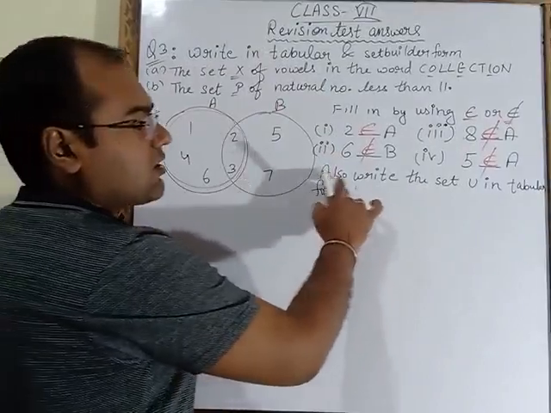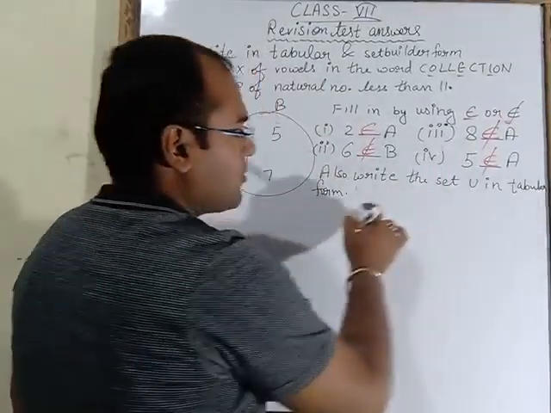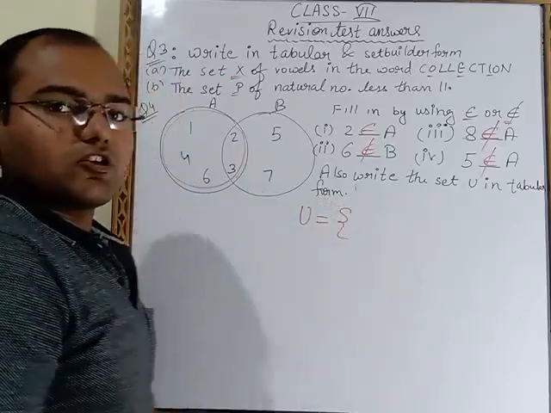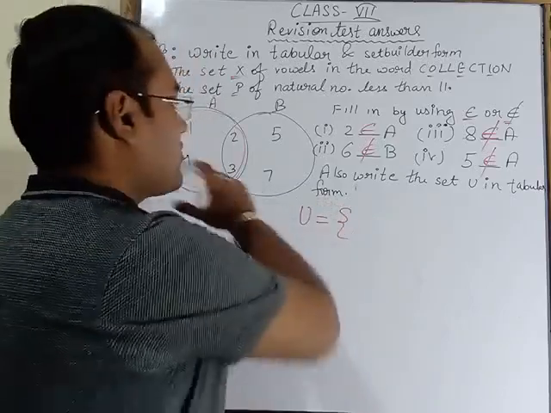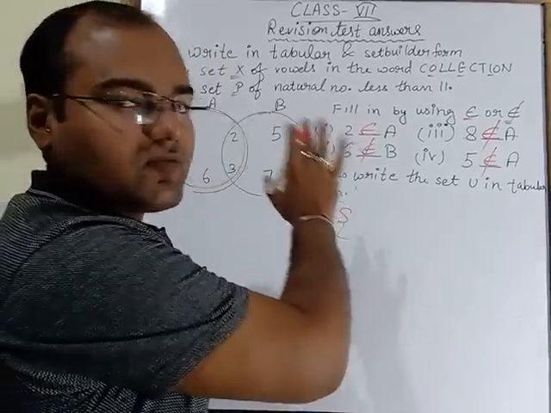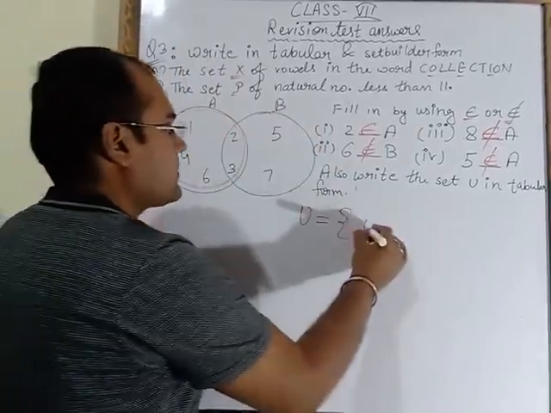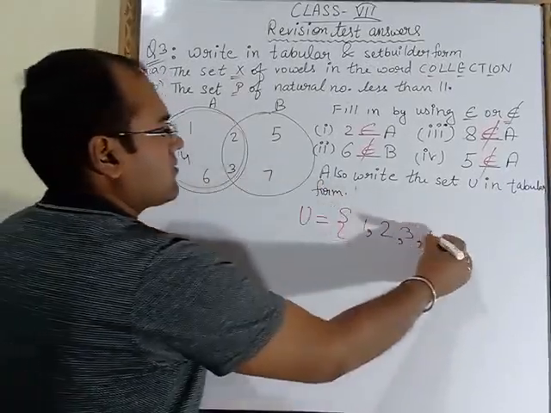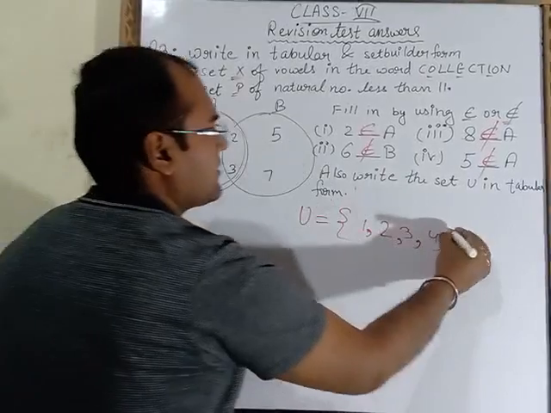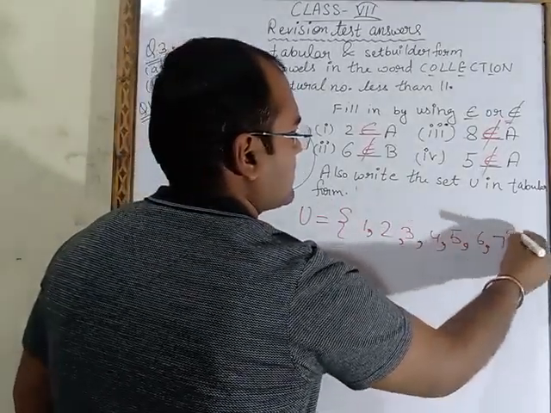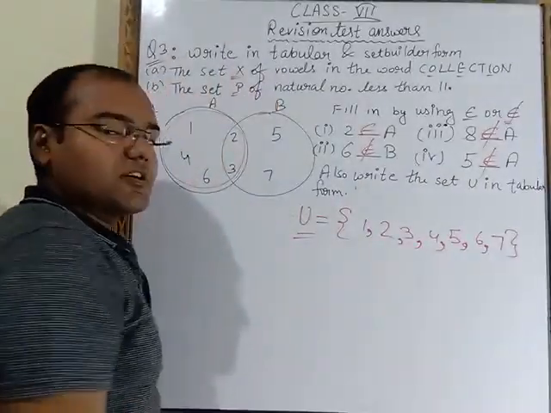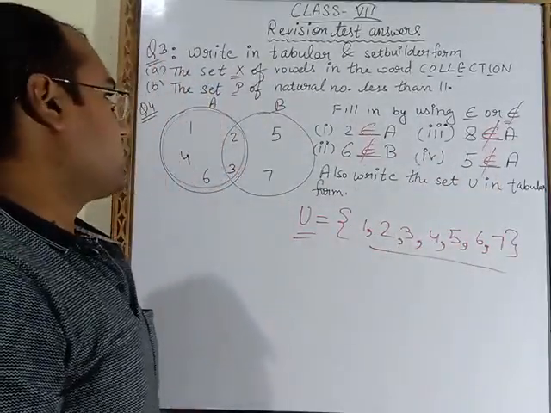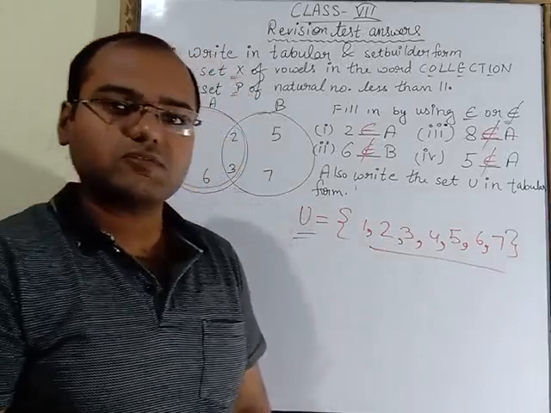Now he said to also write the set U in tabular form. So we have to write the U set in tabular form. U means universal. Universal means you have to write all the elements of A as well as of B: 1, 2, 3, 4, 5, 6, 7. So this is the answer of the universal set in tabular form. So these are the solutions of those 4 questions which I had given you.